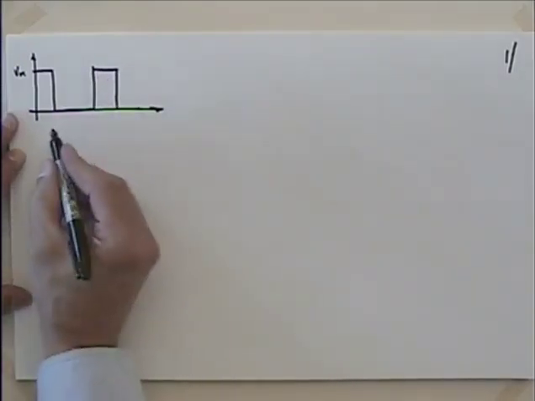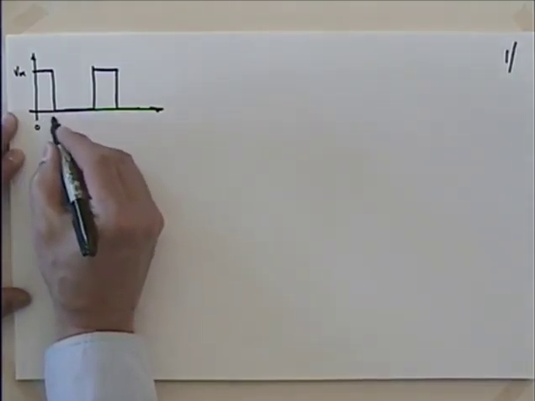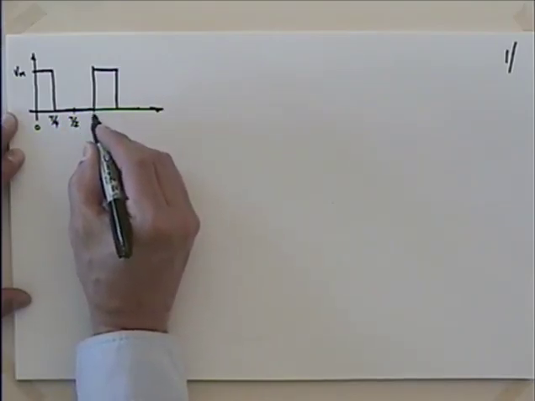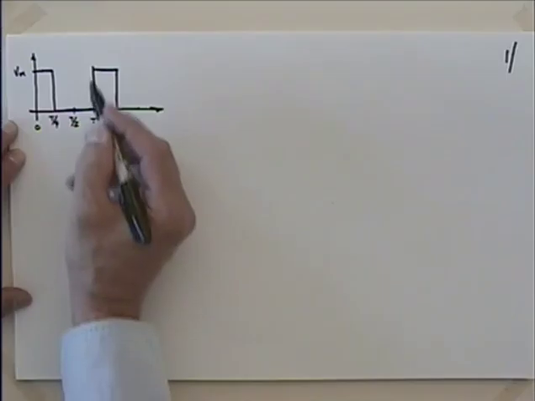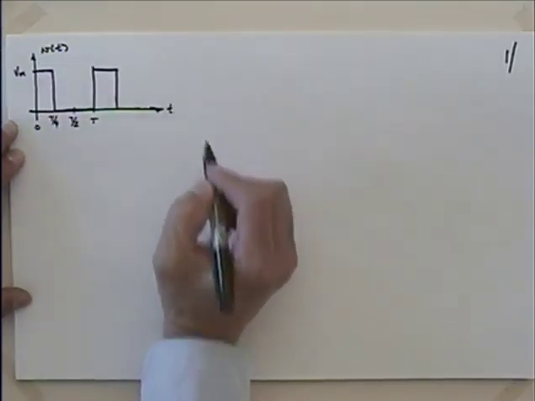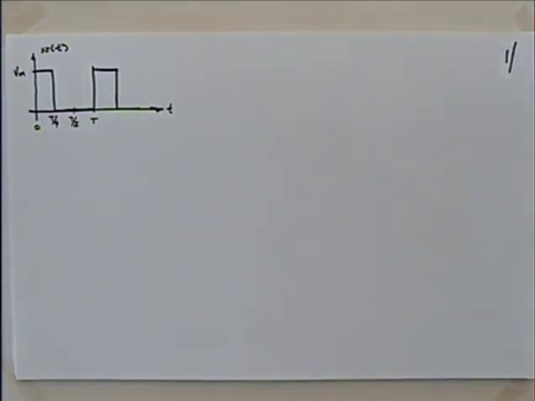and then back down. So we'd have 0, and then T over 4, and T over 2, and then of course 1 period T again. So this is our function v of t, and there's our time t. So we'd like to do that.